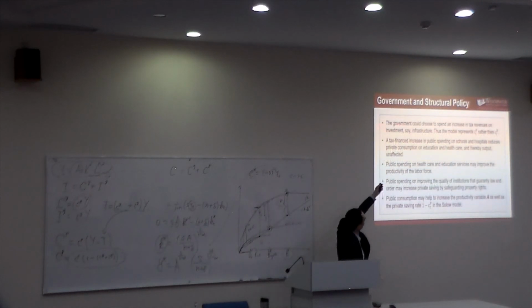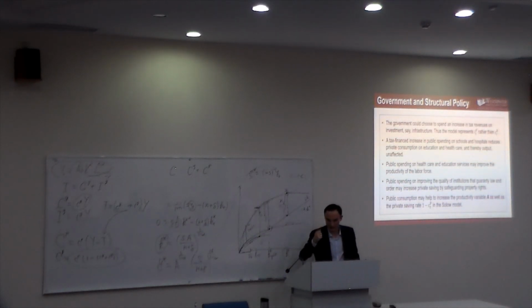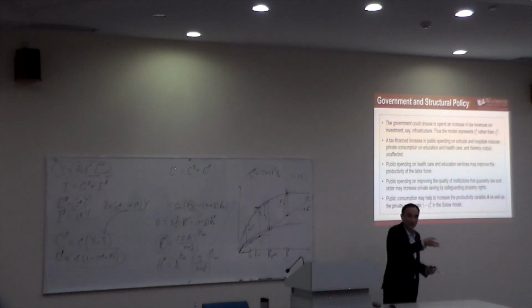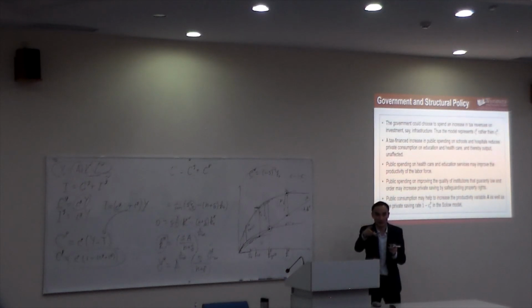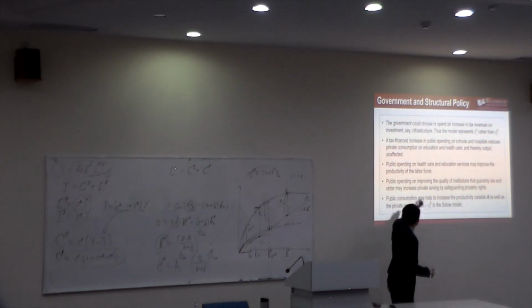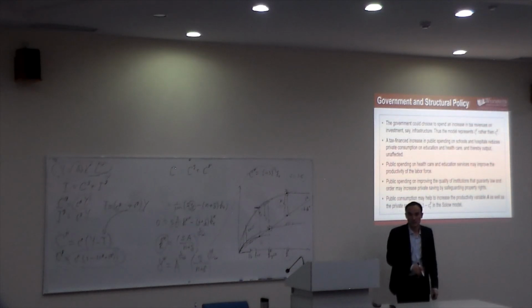For example, the government could choose to spend an increase in tax revenue on investment. Government now is taxing us, okay? We are paying tax, we are very upset, but government is now investing into the infrastructure. Do you understand? We are not investing, but government is investing. It's saying that saving rate is not changing, which means the output in the long run is not going to change.